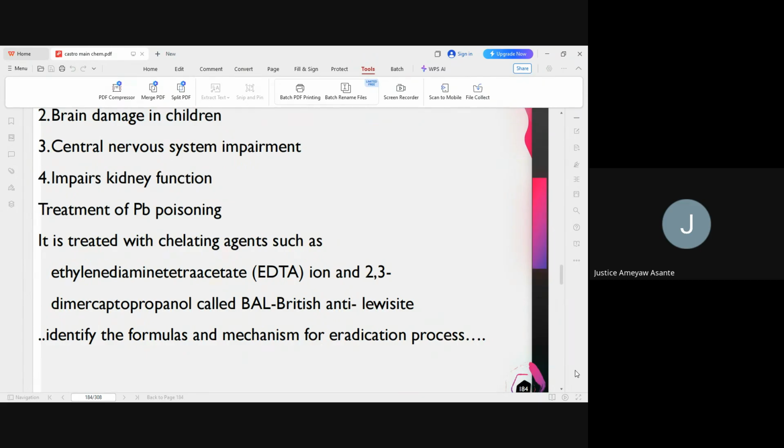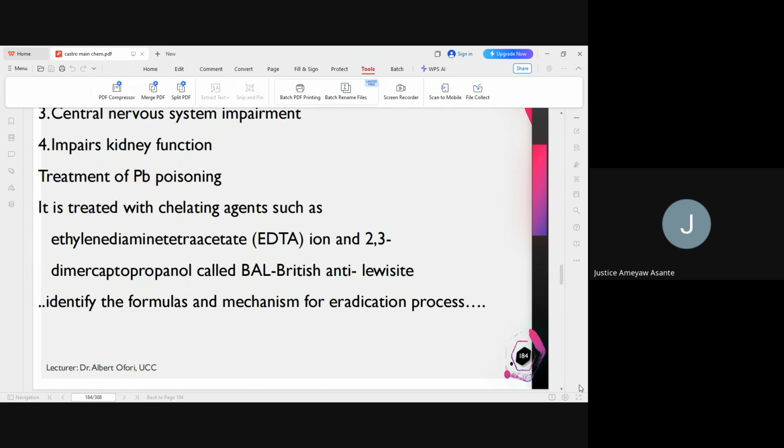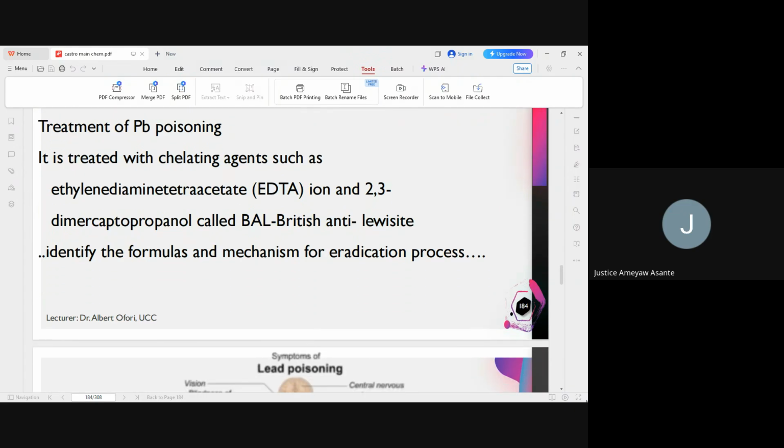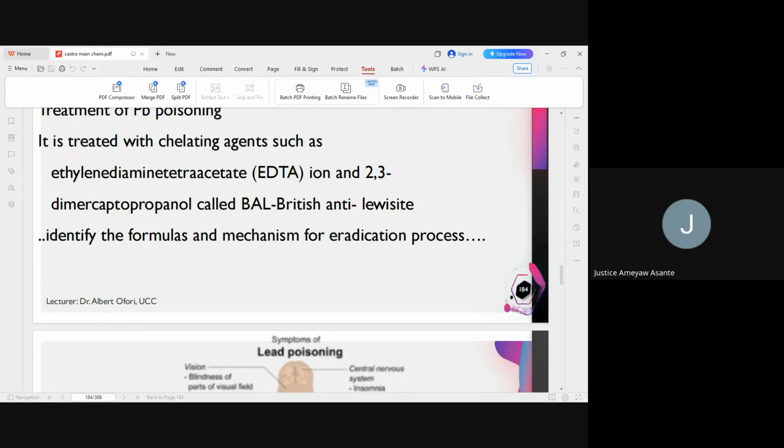It is treated with chelating agents such as EDTA, ethylenediamine tetraacetate, and 2,3-dimercaptopropanol for BAL, British anti-Lewisite. Identify the formula and mechanism for the eradication process.